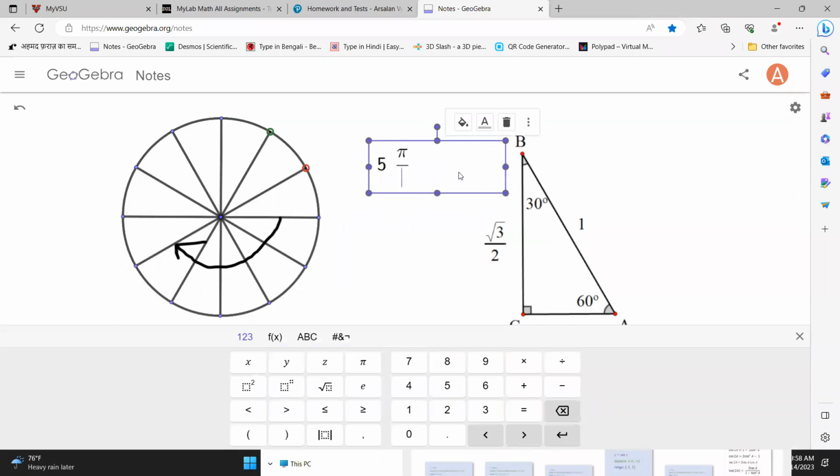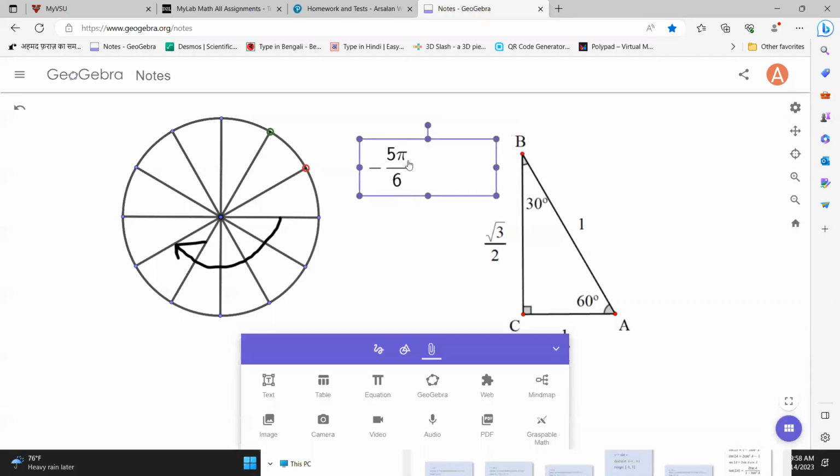pi over 6. Why pi over 6? Because each sliver is pi over 6, and there are 5 of them. And be careful to put your negative sign. This angle is negative 5 pi over 6. Let's do one that's negative. Okay, one more.